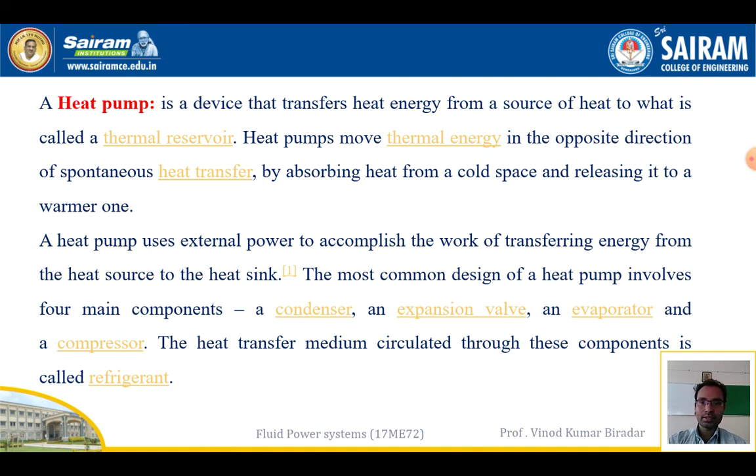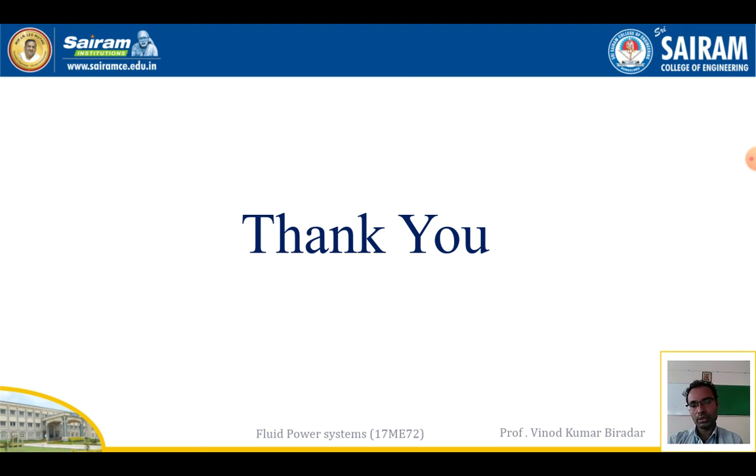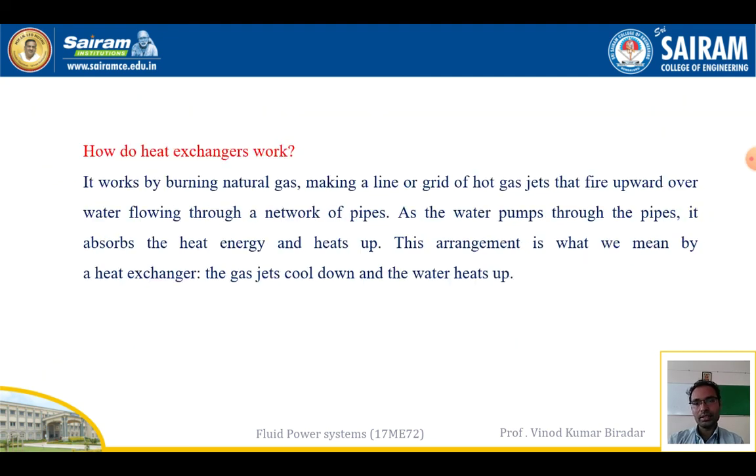And a heat pump uses external power to accomplish the work of transferring the energy from the heat source to the heat sink. Okay, the most common design of a heat pump involves four main components: condenser, expansion valve, evaporator, and compressor. Already we have studied the condenser, compressor, expansion valve, and evaporator functions. Okay, the heat transfer medium circulated through these components is called a refrigerant. So refrigerants are used in a hydraulic power system, that may be ammonia or whatever. Okay, refrigerant also.